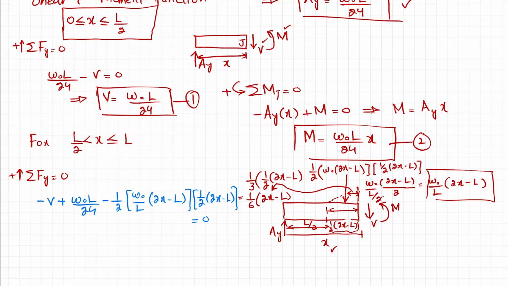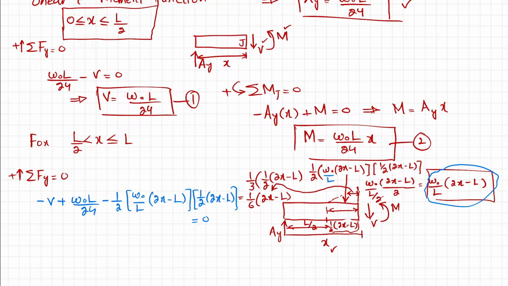Okay. Over here I forgot one thing: here you have W naught over L. This is W naught over L, because this load is W naught over L.